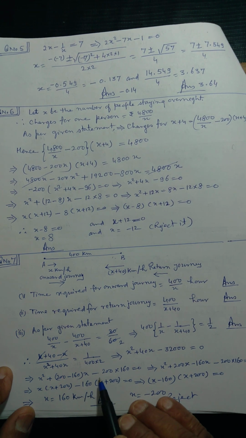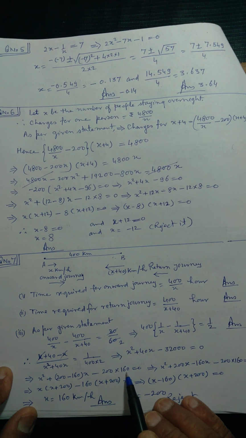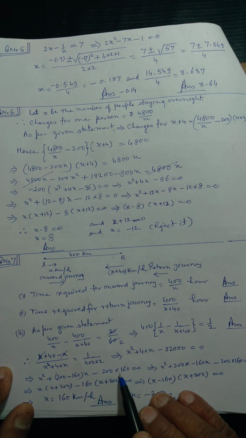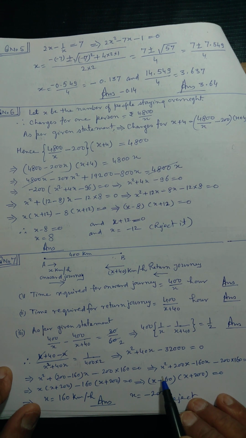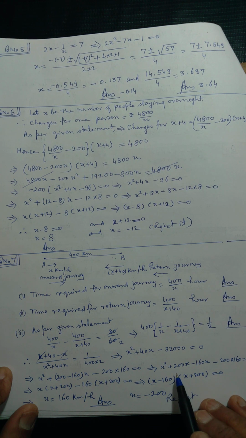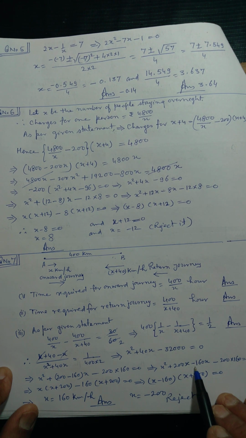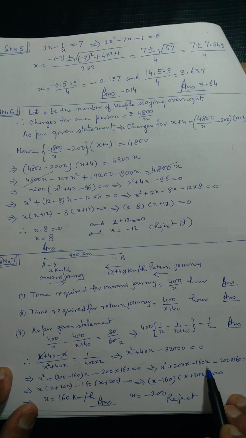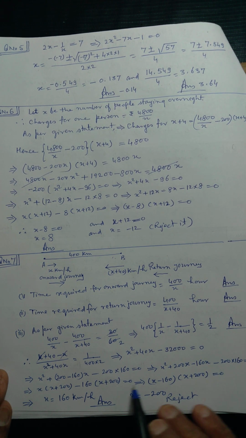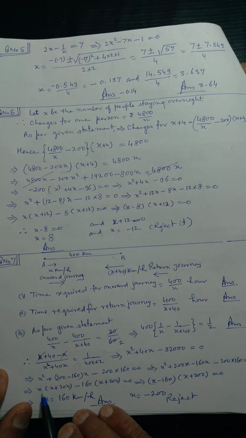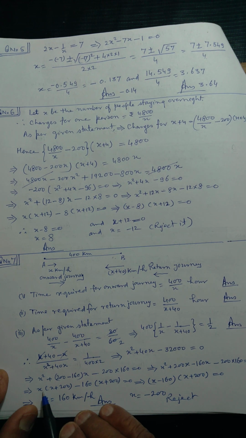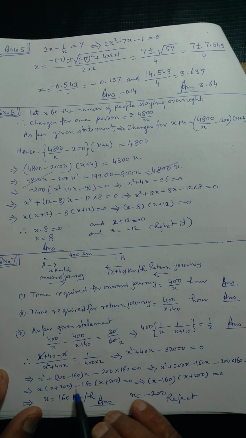closed x minus 200 into 160. In place of 32,000 I have written 200 into 160. So now open the bracket: x square plus 200x minus 160x minus 200 into 160 equal to 0. Now take out x from the first two terms common. So x inside the bracket, x plus 200.